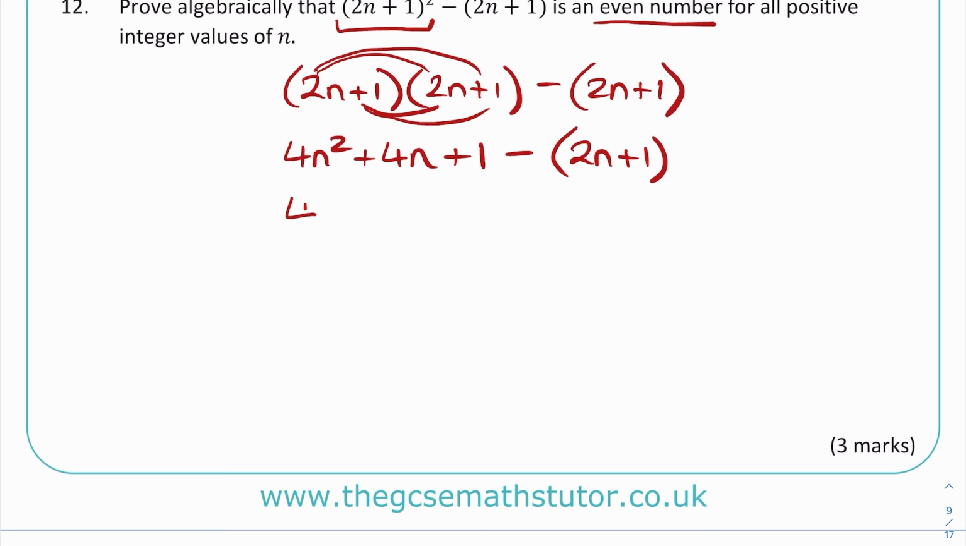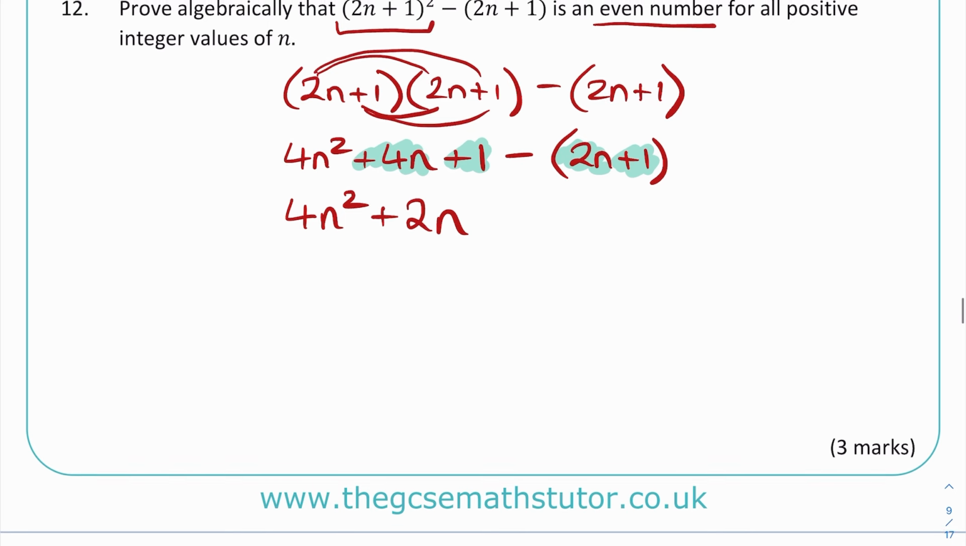There's no n squareds, so we're going to be stuck with the 4n squared. Then we have the 4n, and we are going to take away 2n. So that leaves us with plus 2n. And then we also have the 1, and we're going to take away this 1 here. So they cancel out, so we've got no numbers left. So our final expression here is 4n squared plus 2n.